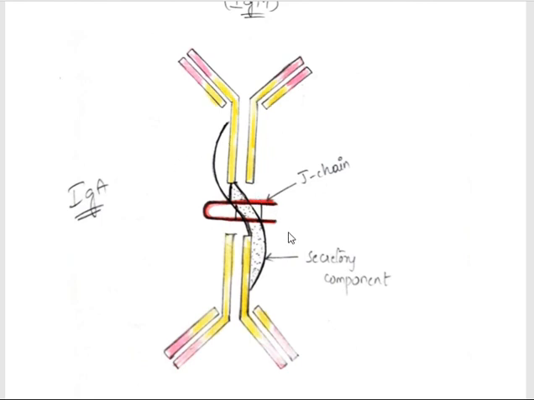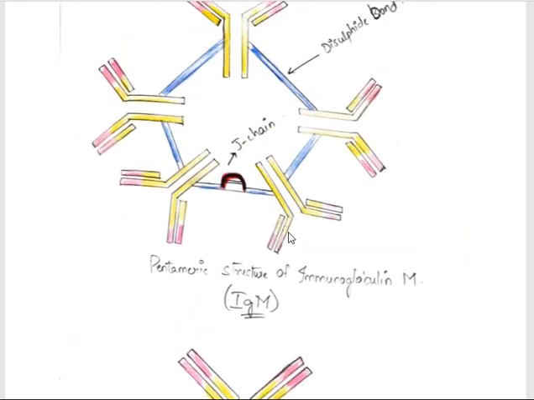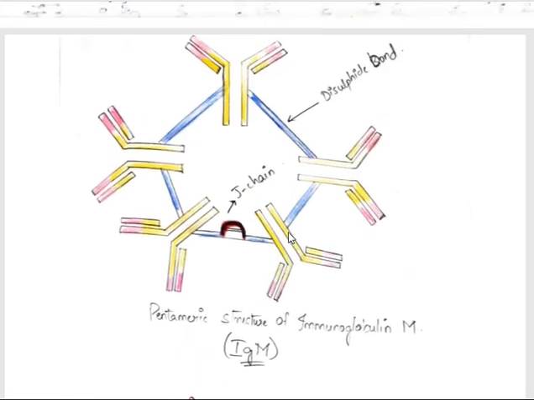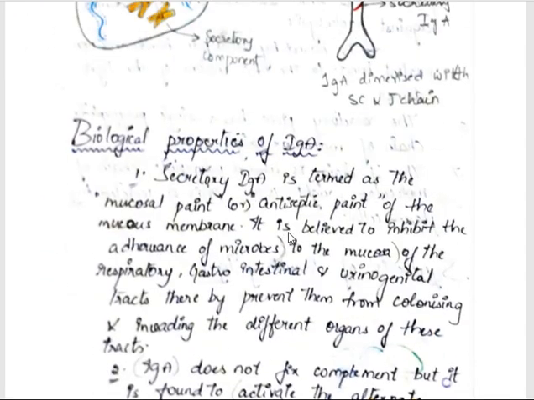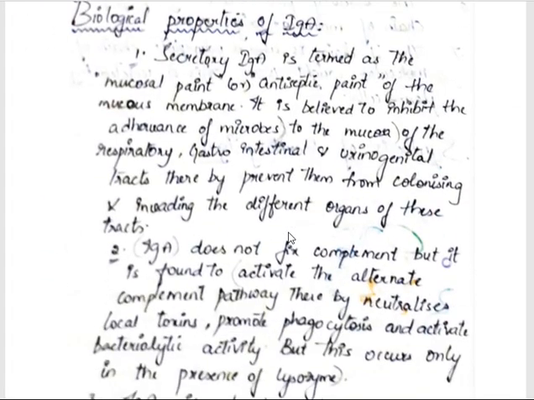IgA is termed a mucosal paint or antiseptic paint of the mucous membrane. That means these IgA antibodies are painted on our mucosal membranes, and that's how we are protected. It is believed to inhibit the adherence of microbes, so it is the first line of defense mechanism. Okay, and this applies to our respiratory, gastrointestinal and urinary genital tracts, thereby preventing microbes from colonizing and invading the different organs of these tracts.